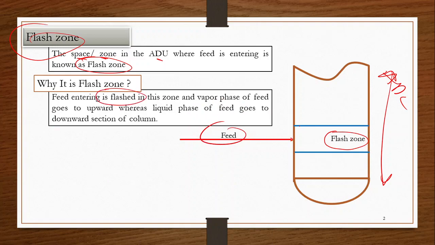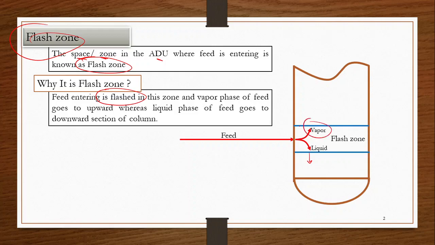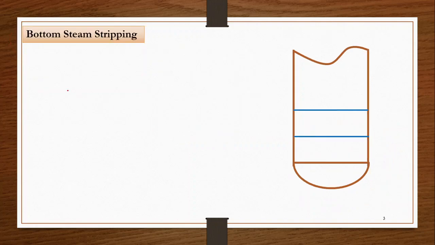Flashing means the vapor phase of the feed goes upward, whereas the liquid phase of the feed goes to the downward section of the column. So flashing is there in this zone. The liquid comes towards the lower section of the column, and the vapor goes to the upper section. And this is happening at the very base or bottom of the atmospheric distillation column.